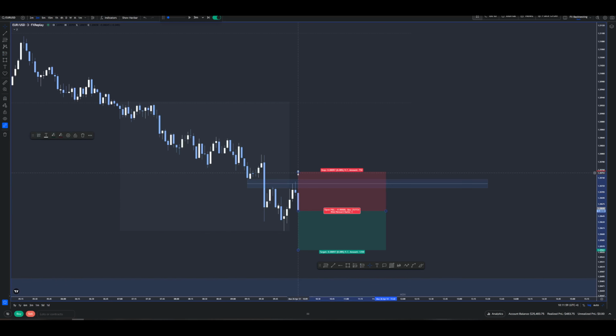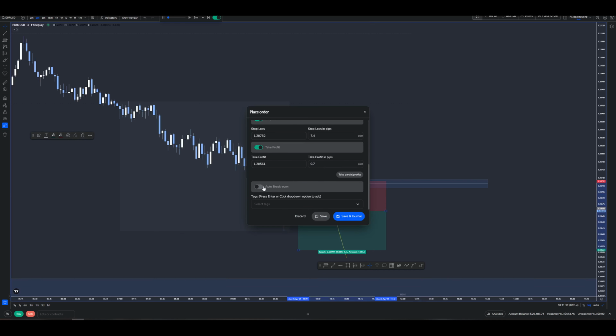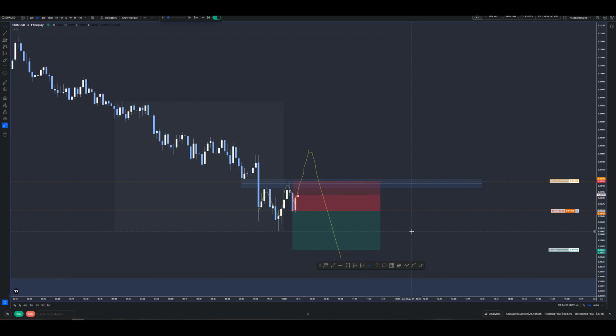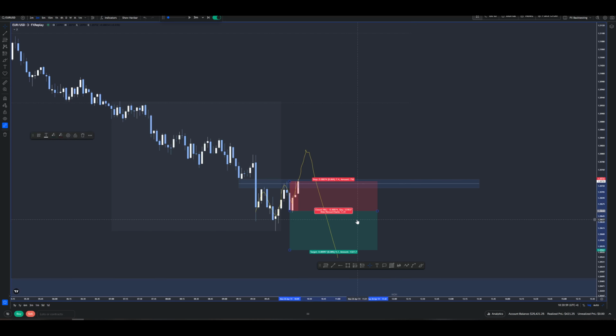Don't take a short. I don't think it's going to be a winner because I think what we're going to do is 1, 2, 3. Maybe take out this high and then go. But yeah, this fits my model. This fits the rules. And there we go. It's a loss.